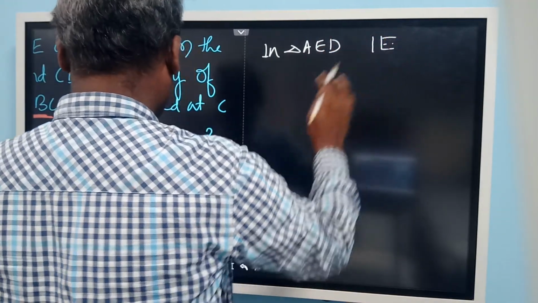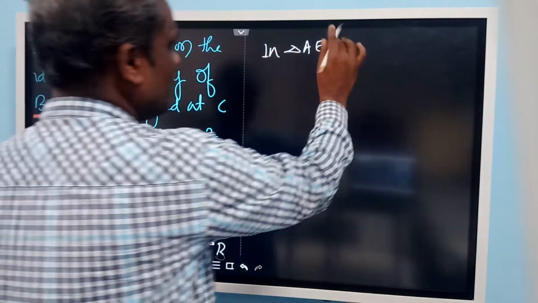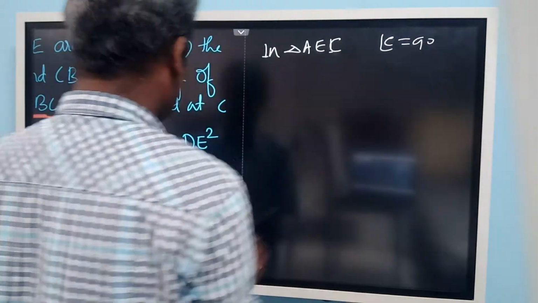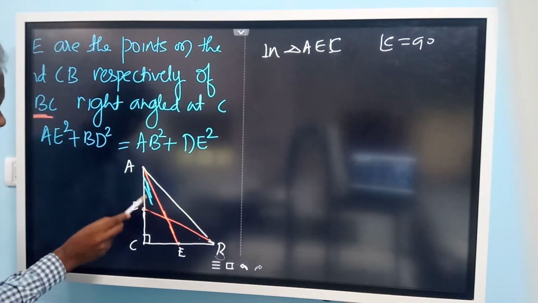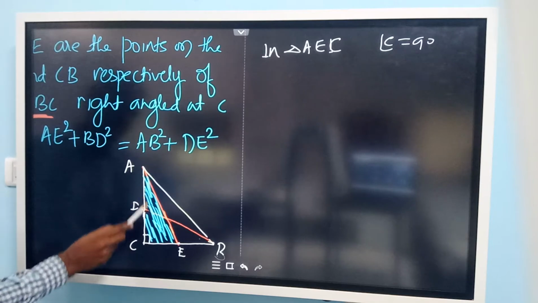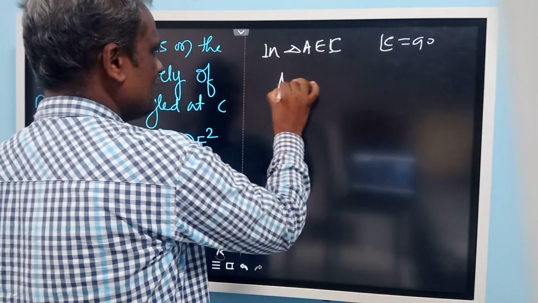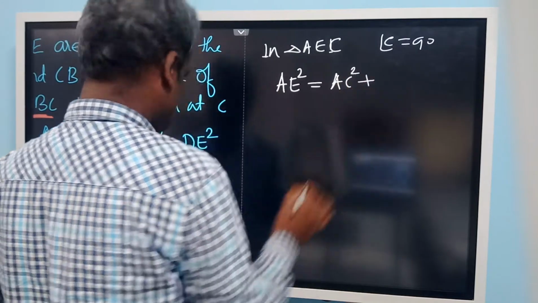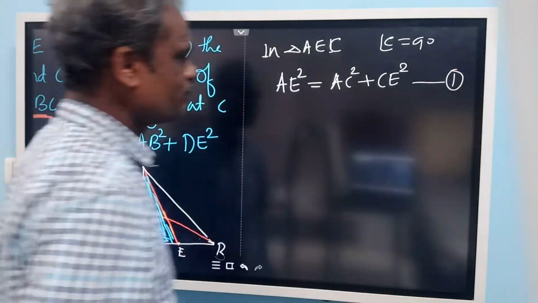Not in triangle AED, in triangle AEC. In triangle AEC, angle C is equal to 90 degrees. So apply Pythagoras theorem to this one. Triangle AEC means this triangle I am talking about. This is a right angle triangle, so we can apply the Pythagoras theorem here. So I can write AE square is equal to AC square plus CE square. We call this as 1.